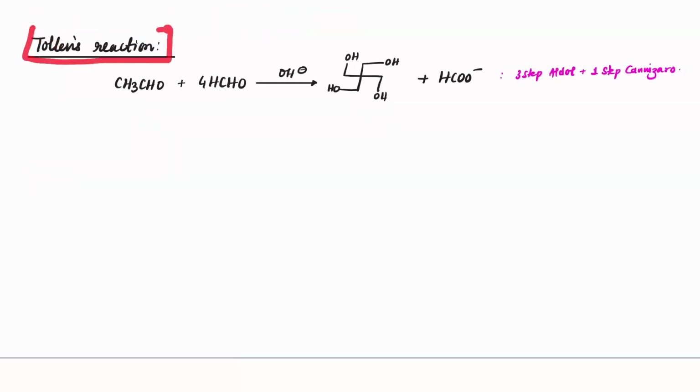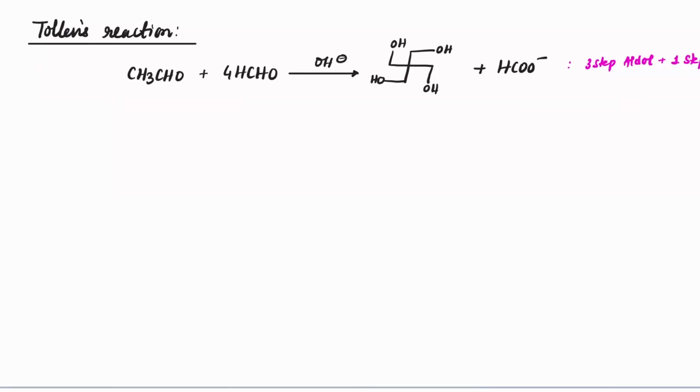Next, check out the Tollens reaction. We take an aldehyde, take one more aldehyde, making it a cross kind of aldol or Cannizzaro to get this kind of product. Okay, these two products. In this reaction, we will see the first 3 steps are aldol and the last step would be Cannizzaro. Okay, let me show you the mechanism one by one.